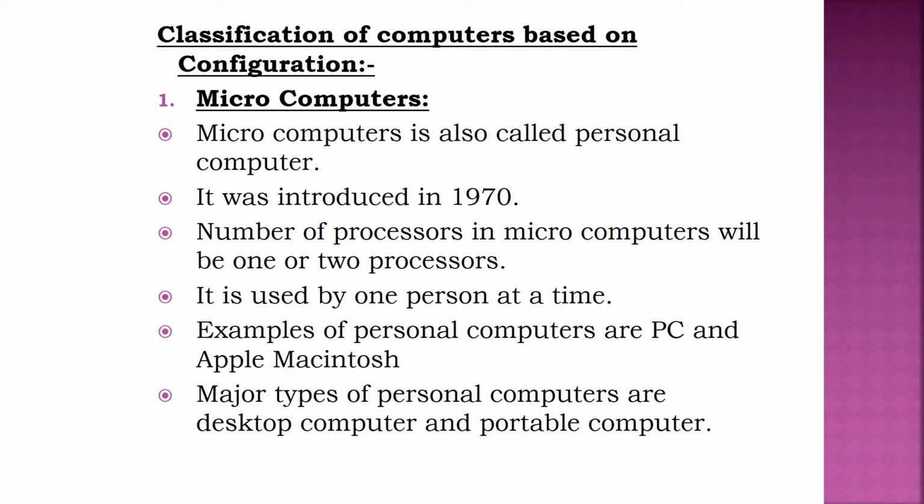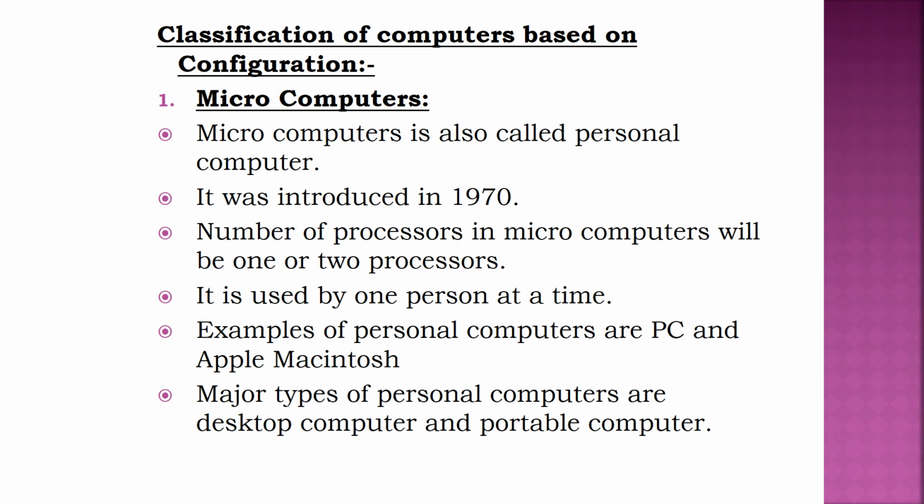The number of processors in a microcomputer will be one or two. It is used by only one person at a time. An example is a personal computer, which we call a PC. The major types of personal computers are desktop computers and portable computers.